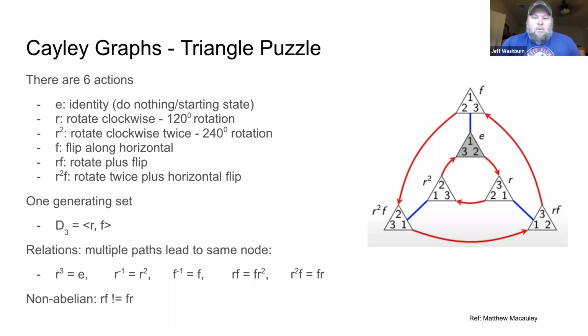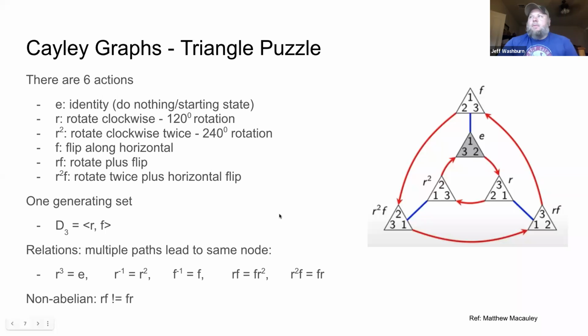We'll get into this concept called non-abelian. Non-abelian means order matters. In this case with the triangle, RF doesn't equal FR, meaning if I go RF, that's not the same as going FR. That gets me to a different location.